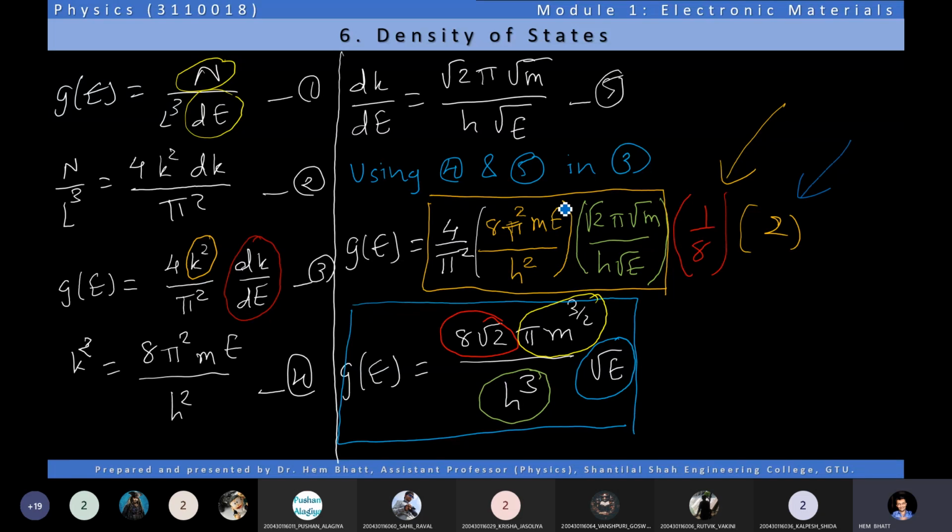So one energy state can take 2 electrons. એક ઊર્જા સ્તરમાં કેટલા ઇલેક્ટ્રોન રહે? 2 ઇલેક્ટ્રોન. Am I right or not? Yes, sir, right. And hence you should multiply with 2 also. હવે 2 into 1/8 કરો તો 1/4. 1/4 થઈ ગયું. And then you will get this answer. Okay. So this is the equation of density of state.